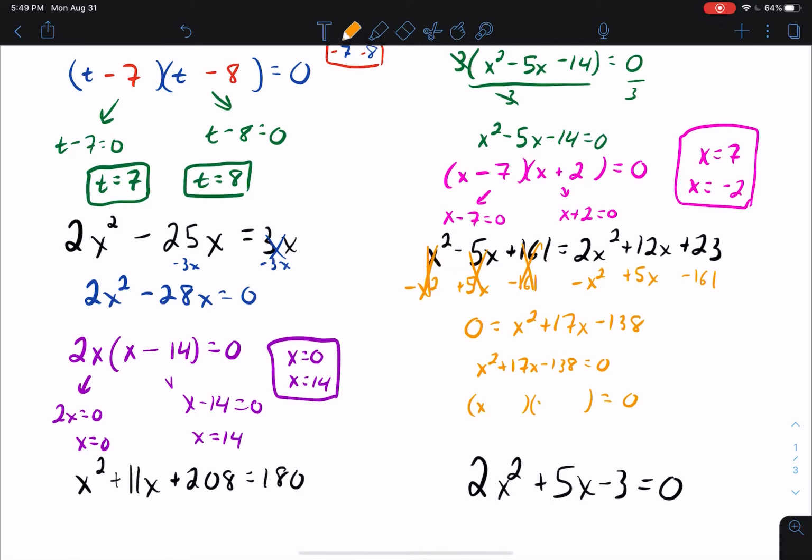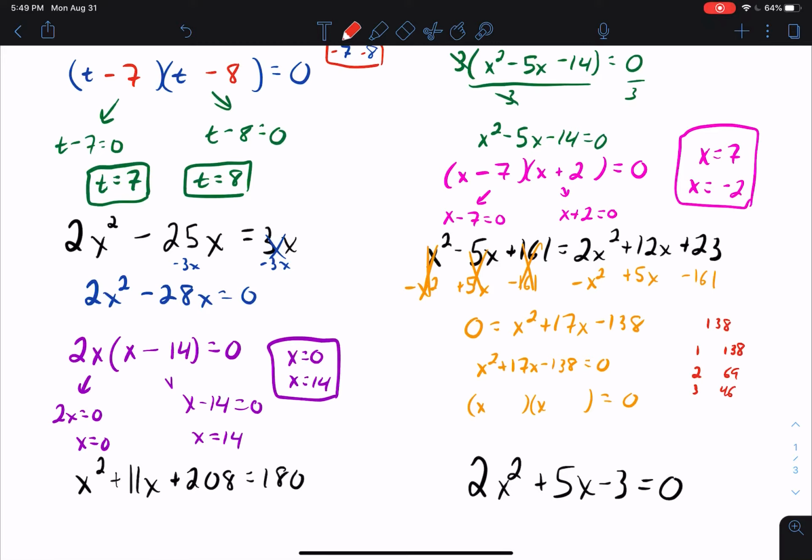I know it's x and x. Right off the top of my head, I don't know two numbers that multiply to negative 138 and add to give me 17. So I'm going to go off to the side here. I'm going to start to guess and check. What multiplies to 138? Well, I got 1 and 138. Let's see. I've got 2 and 69. I have 3 and 46. Well, no way for those to combine to give me 17, so I got to keep going.